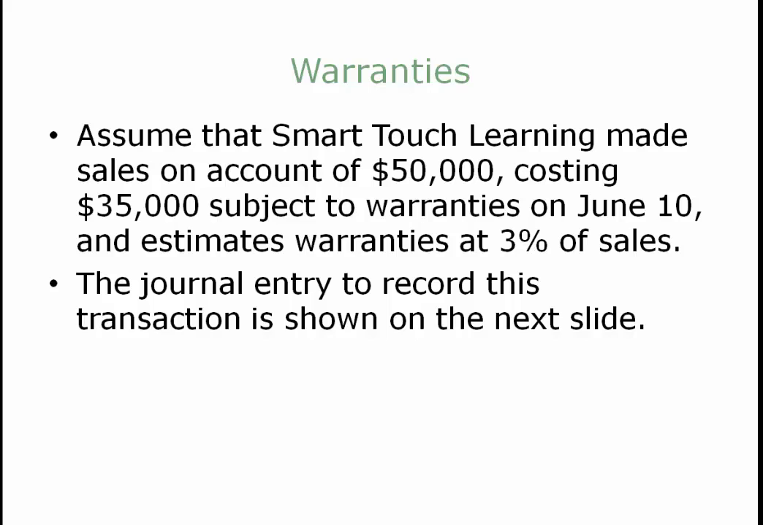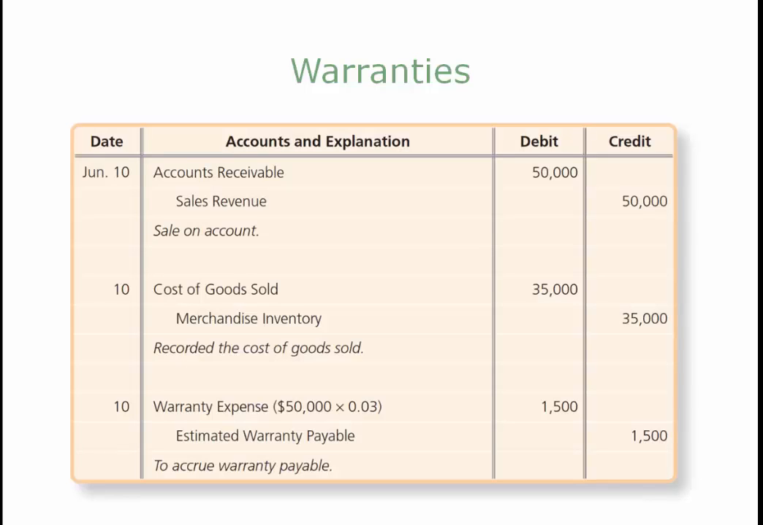And here's an example that they have. Smart Touch made sales on account of $50,000, costing $35,000, subject to warranties on June the 10th, and estimates warranties are 3% of sales. So what you're going to do is take 3% of the $50,000, which is $1,500, and do a journal entry for warranties.